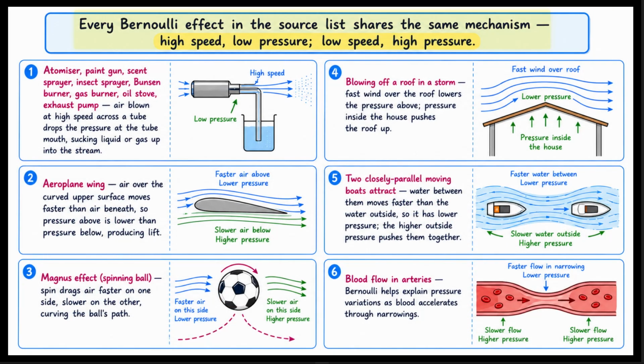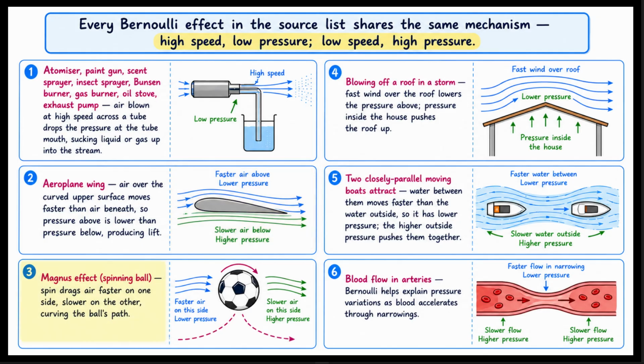Every Bernoulli effect we are about to list shares the same mechanism. High speed, low pressure; low speed, high pressure. In an atomizer, paint gun, scent sprayer, insect sprayer, Bunsen burner, gas burner, oil stove, or exhaust pump, air is blown at high speed across a tube, dropping the pressure at the tube mouth and sucking liquid or gas up into the stream. On an aeroplane wing, air over the curved upper surface moves faster than air beneath, so pressure above is lower than pressure below, producing lift.